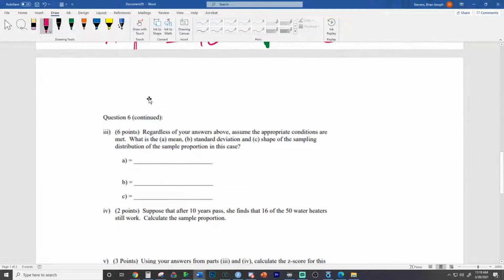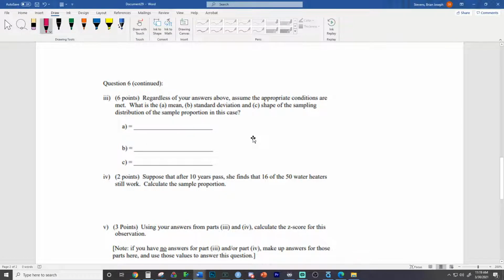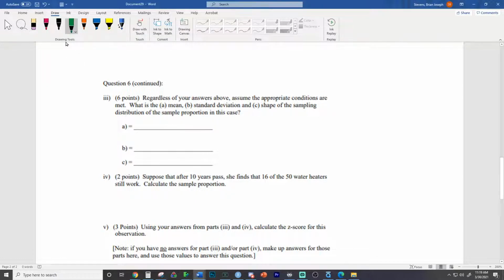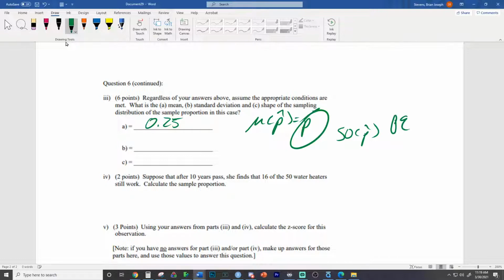We're almost down to the last few parts right here. Let's take a look. So regardless, calculate the mean and the standard deviation. We calculated this earlier, up top. Mu p hat is equal to p, and that is just what p is. So p is equal to 0.25. That's the mean of the distribution. The second one is the standard deviation of p hat, which is the square root of p times q over n. And we calculated this earlier. That was equal to 0.061.